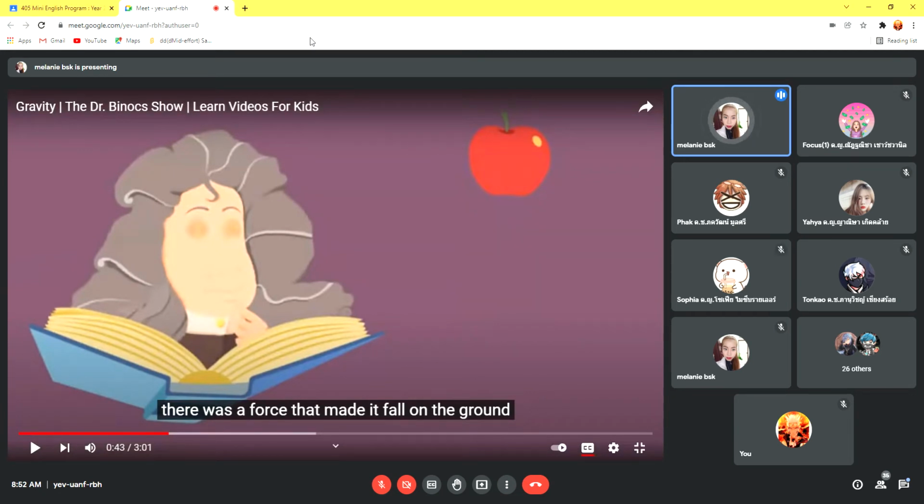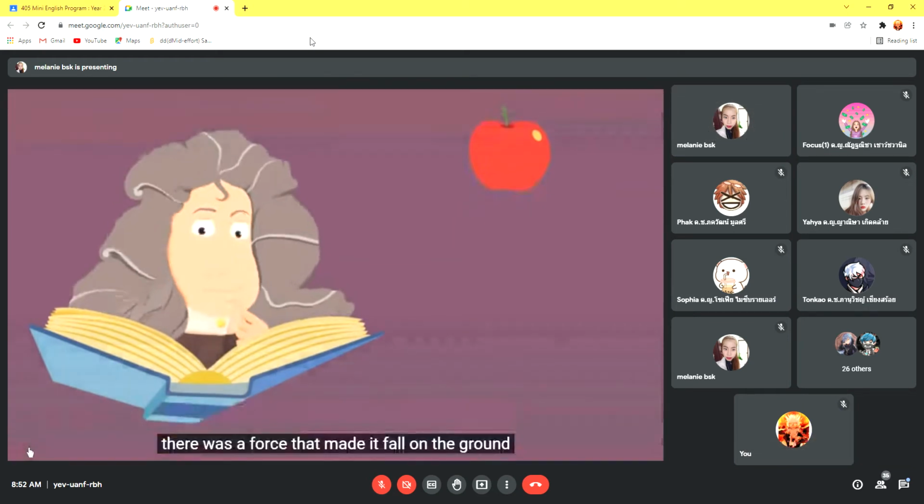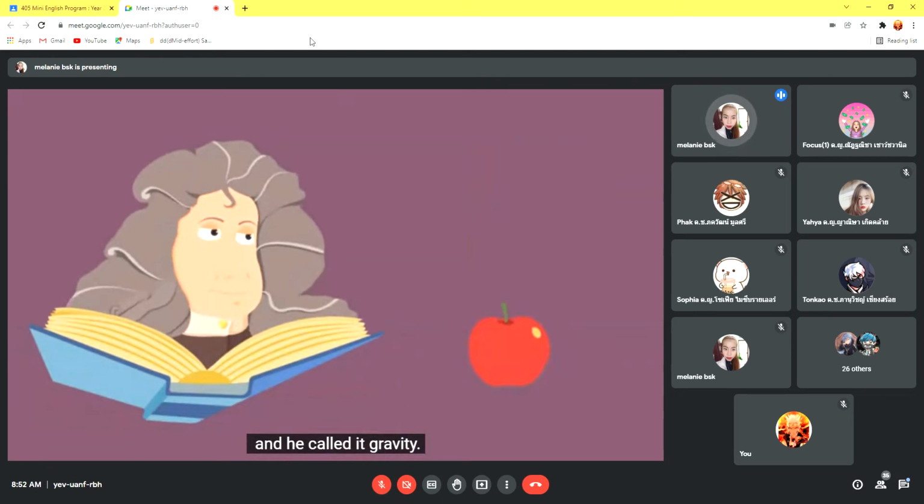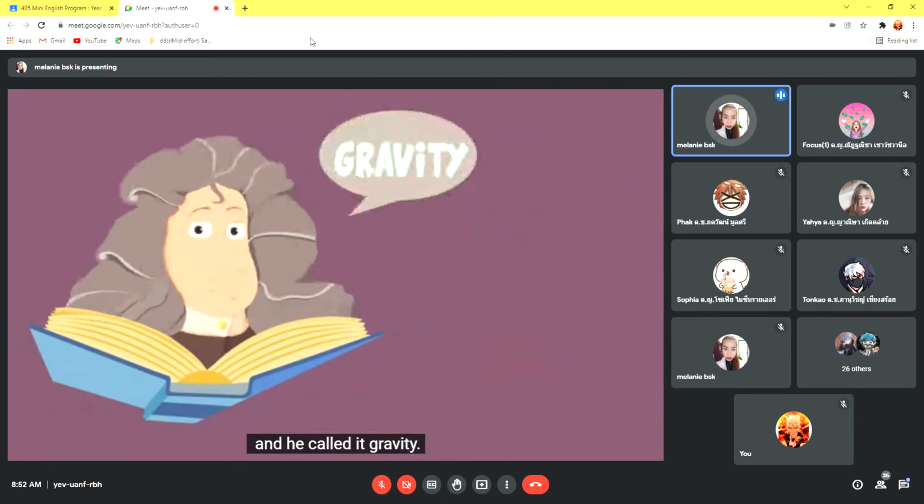Okay, yes. So he is thinking, why did the apple not go up? Well, not go up or fly in the air? So he thought that maybe there was a force keeping the apple falling down on the ground. Okay, now we're going to move on. There was a force that made it fall on the ground, and he called it gravity. So Sir Isaac Newton is the one who discovered gravity.